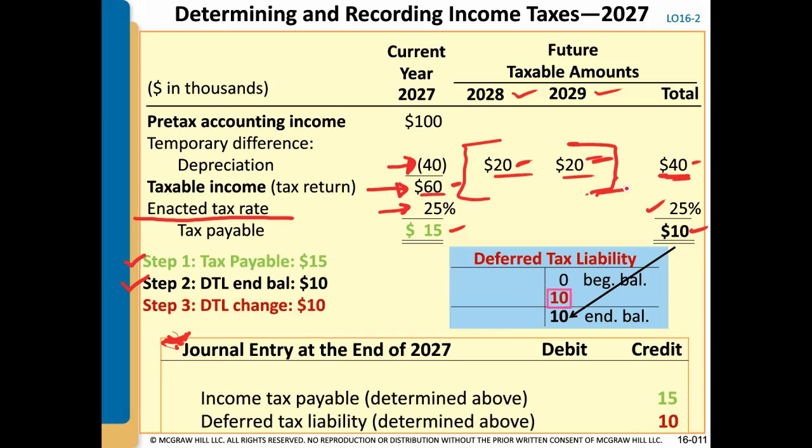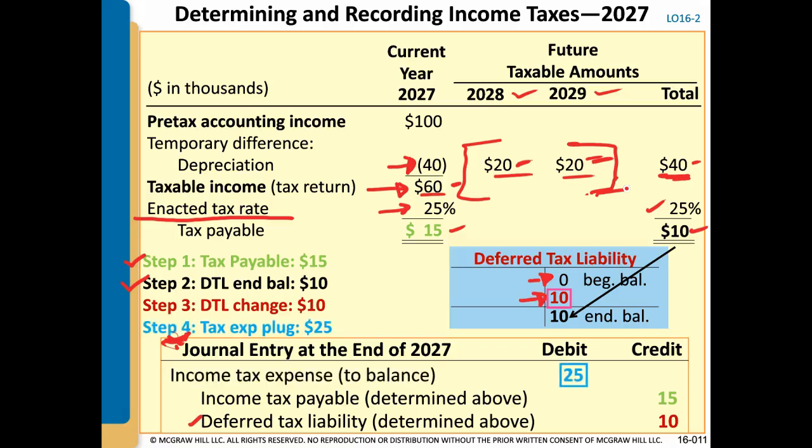Our beginning deferred tax liability in this example is 0. So our total change, right here, is a credit to deferred tax liability of $10. And then our plug is going to be to income tax expense. We're going to debit it $25 because we have a credit to income tax payable for 15 and a credit to deferred tax liability for 10. So our debit will be 25.